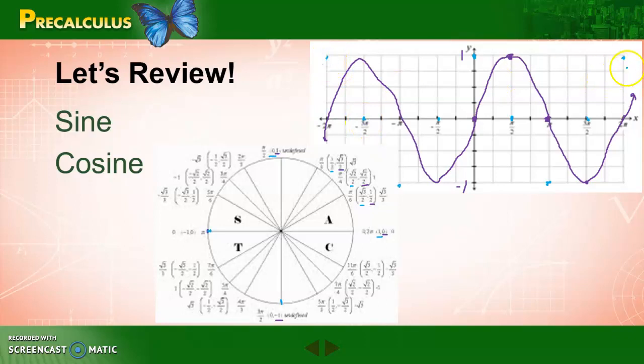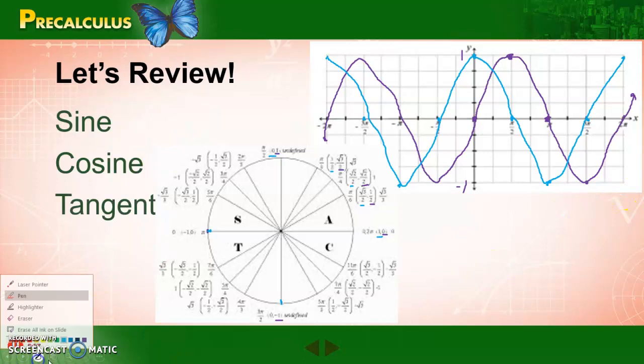So our cosine function, again, this is not perfect, but we're going to make sure that we hit our zeros and our ones. Our cosine function is a type of periodic function that looks like this. Right, and then we have our tangent function.